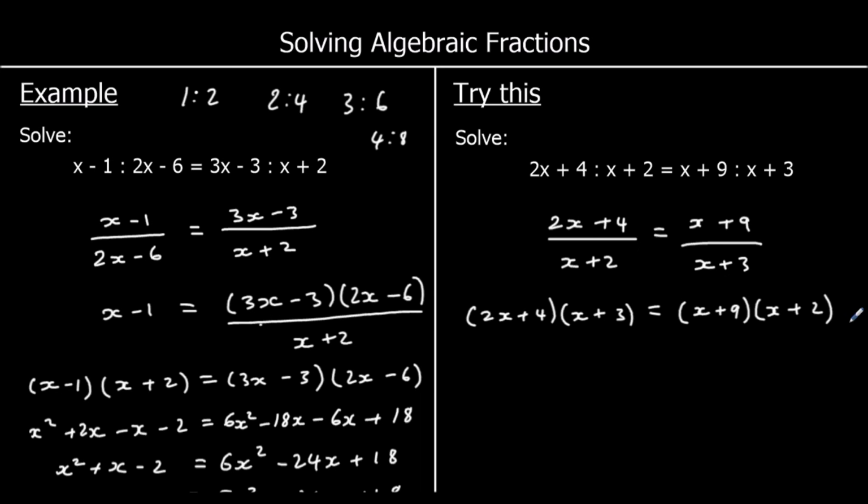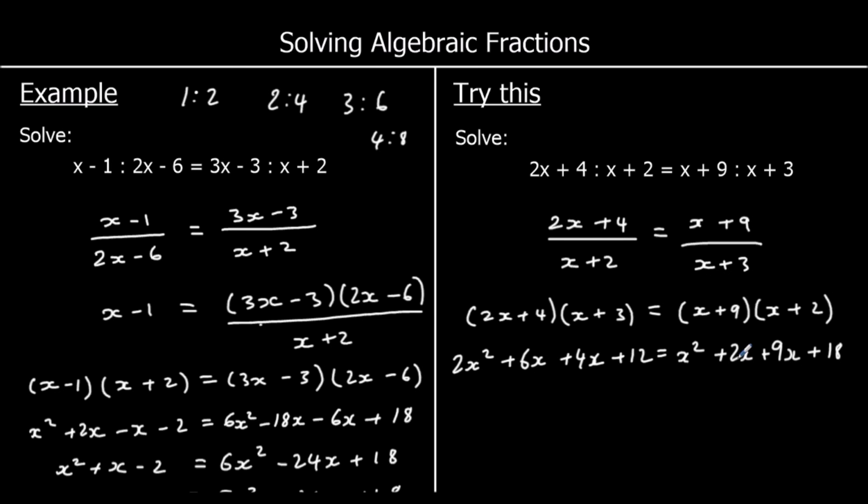Now I'm going to expand. So 2x times x is 2x squared. 2x times 3 is 6x. 4 times x is 4x. And 4 3s are 12. And then the other brackets, x times x is x squared. X times 2 is 2x. 9 times x is 9x. And 9 2s are 18.